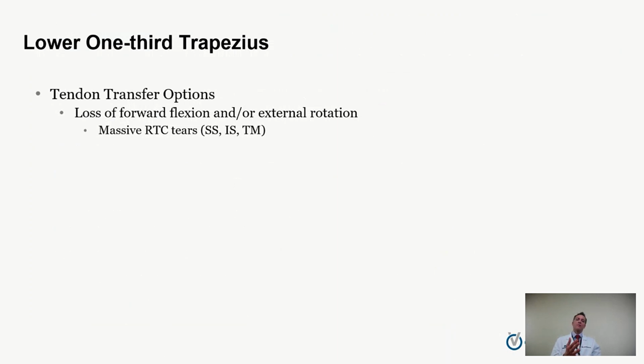So tears of the supraspinatus, which is right on top, the infraspinatus, which is on top, but a little bit toward the back, and then the teres minor, which is all the way on the back side of the humerus. But this can be really powerful for restoring both external rotation and forward flexion.